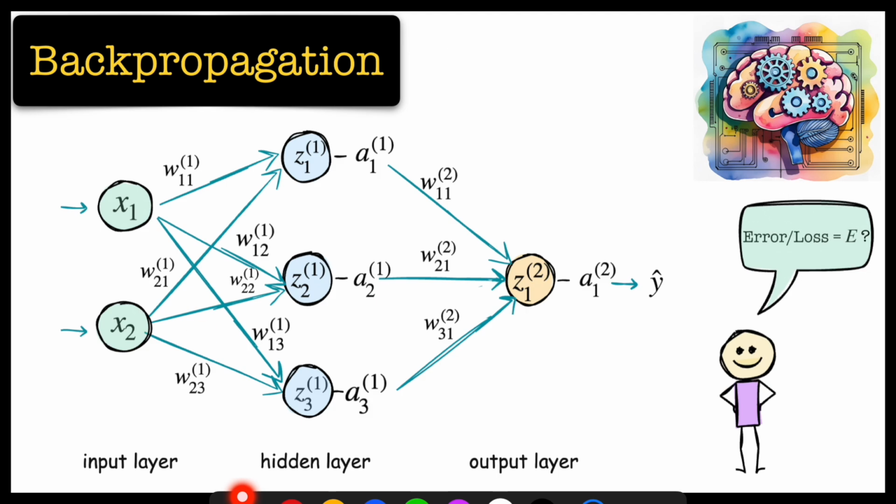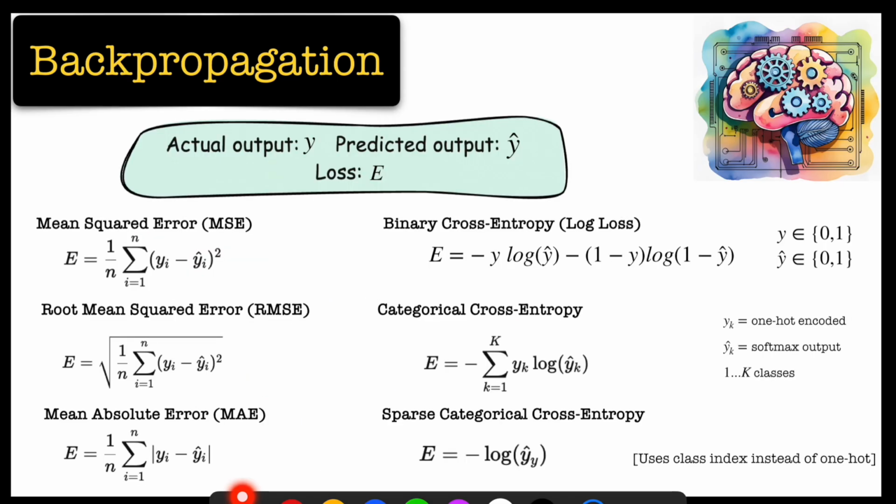First we'll see how we calculate the error. We have several loss functions. We have seen lots of different types of problems, starting with linear regression, logistic regression, and multi-class classification. Consider the actual output is y and the predicted output is y hat, and this loss E will be calculated here. The first one is mean squared error, mostly used in regression problems. We take the averaged sum of the squared difference between the actual output and the predicted outputs.